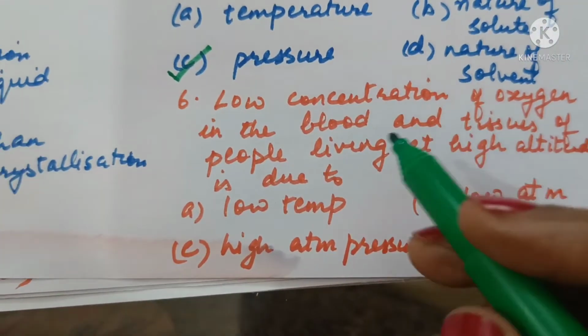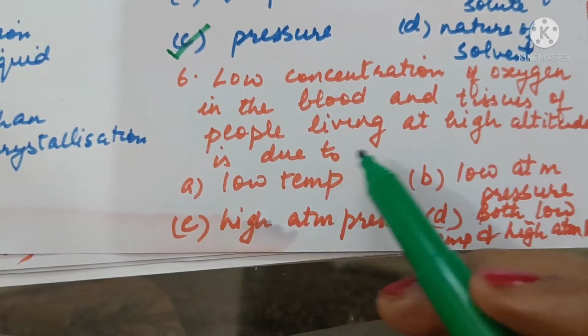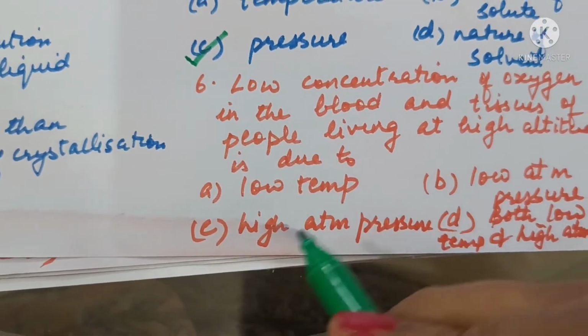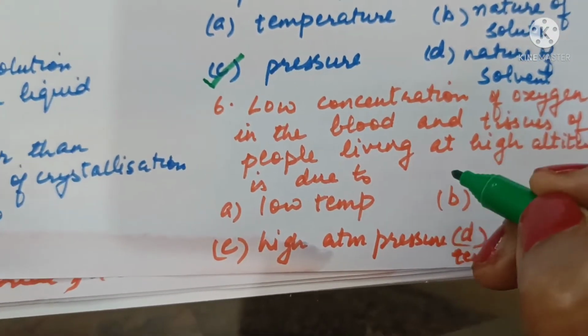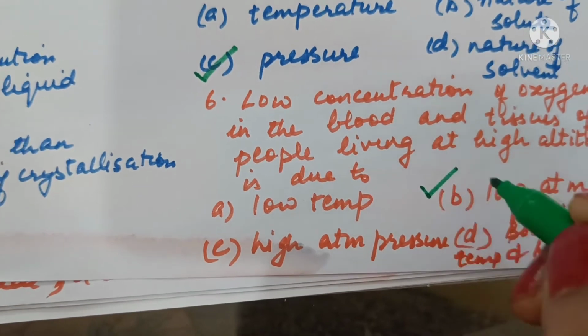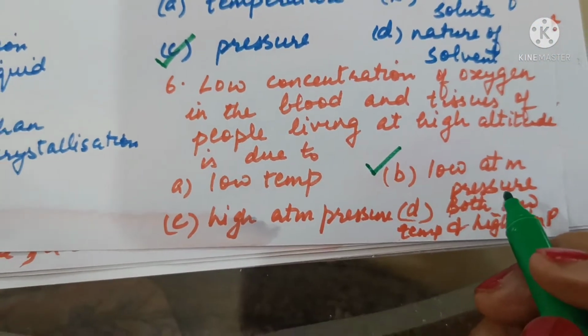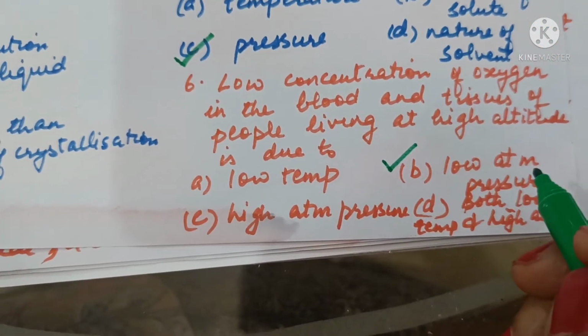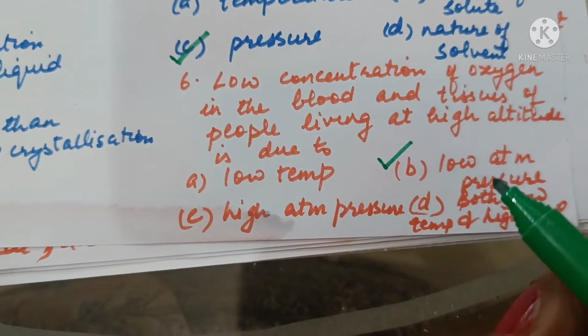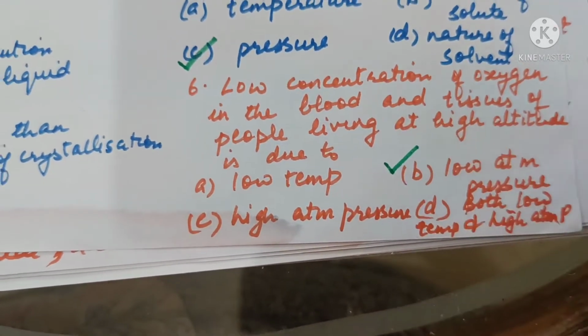Low concentration of oxygen in the blood and tissues of people living at high altitude is due to low atmospheric pressure. When the atmospheric pressure is low, the oxygen from the blood will be released, resulting in low concentration of oxygen in the blood.